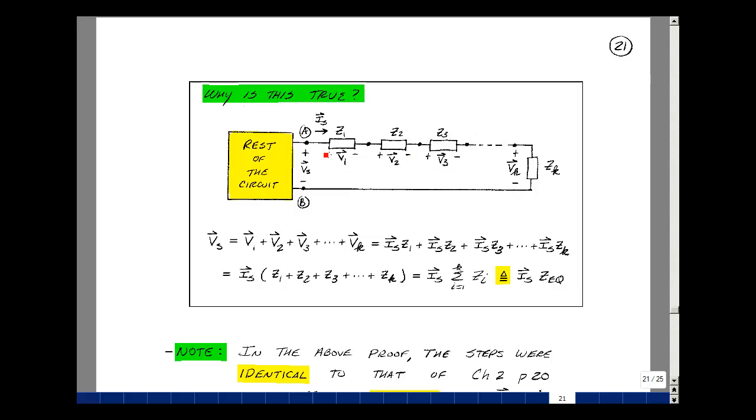What's the voltage V1? Well, it's the current I sub S times Z1. That same current, though, flows into Z2, Z3, all the way through Z sub K. We could pull out the I sub S, leaving the sum of the impedances, and we could define that as Z equivalent. Now, if this sounds familiar, it's identical to the proof we did for resistors.